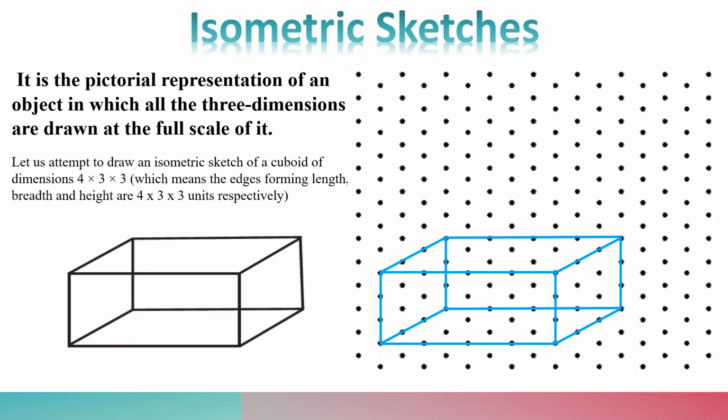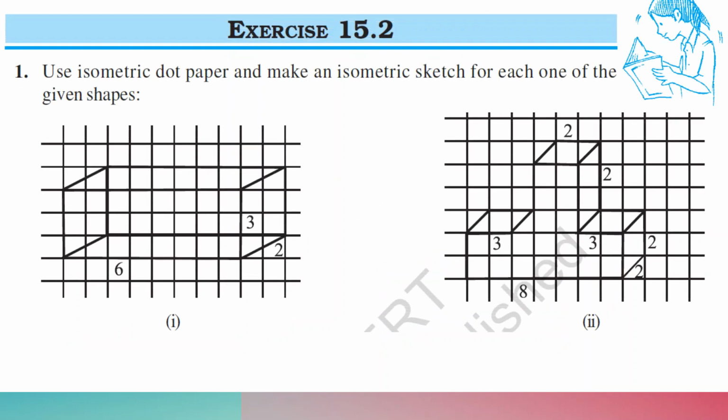Now with these things, we are moving towards the second exercise of your NCERT book, that is exercise 15.2. We'll start with the first question, and the first question is this. These are diagrams drawn on a square sheet. That means these diagrams are oblique sketches. We need to draw their isometric sketches.